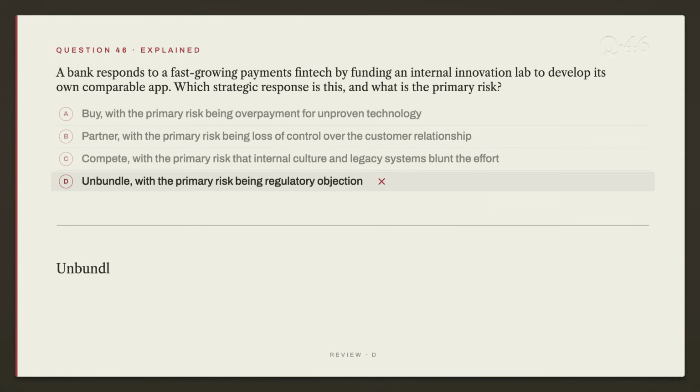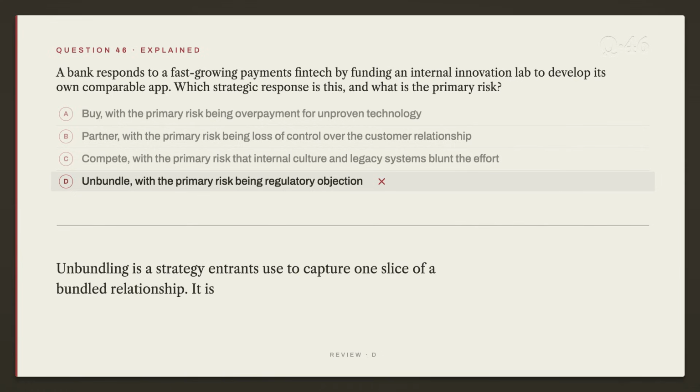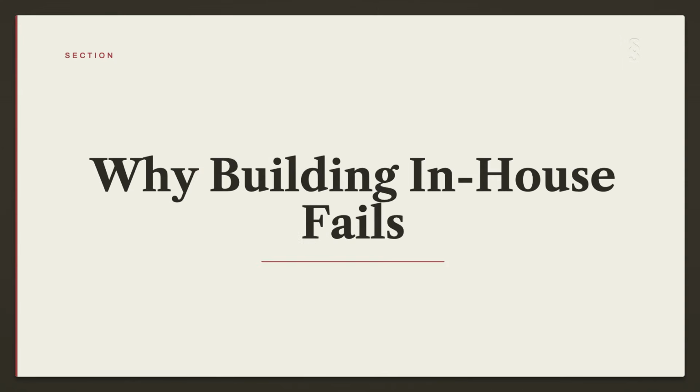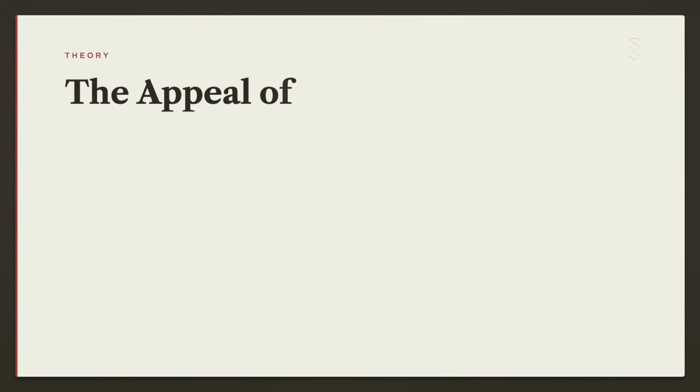D is wrong because unbundling is a strategy entrants use to capture one slice of a bundled relationship. It is not one of the three responses available to an incumbent. When fintech disruptors first appeared, established institutions often reached for a familiar response: compete, by building an in-house alternative. On paper, this looks like the safest path. In practice, it often quietly fades.